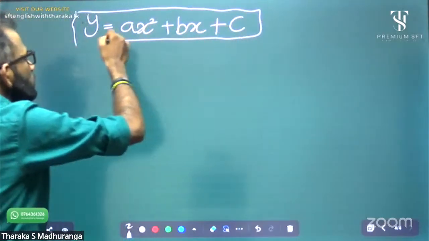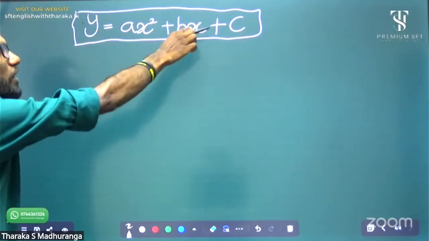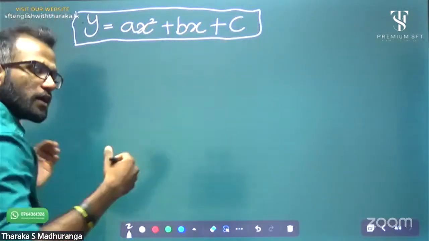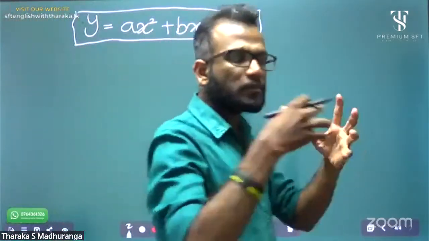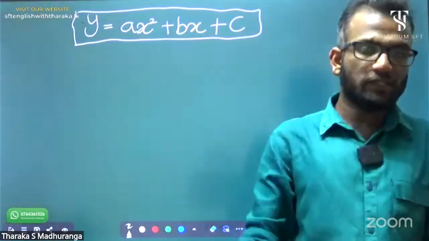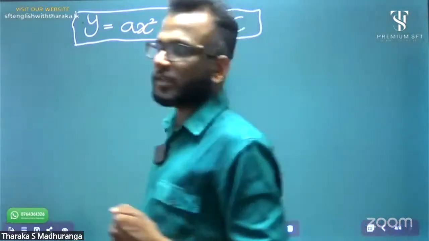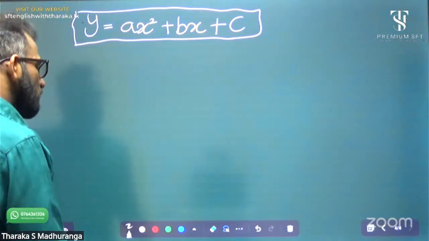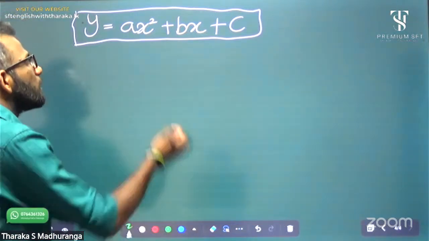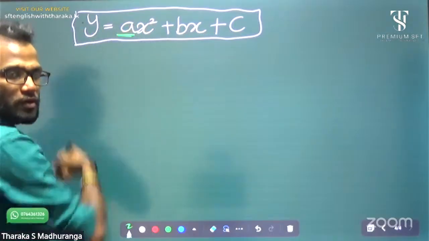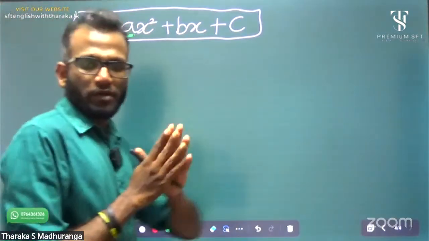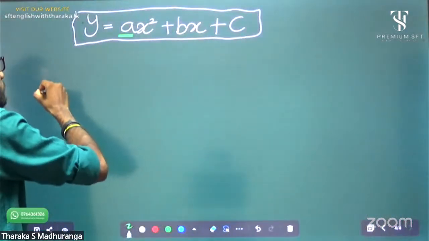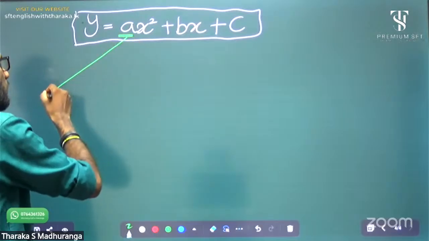Okay, in these equations I told you x squared and x are the variables. A, B, C are the constants. They have a specific name. Commonly, they are all constants, they are coefficient factors. Now among these constants, the A is very important.